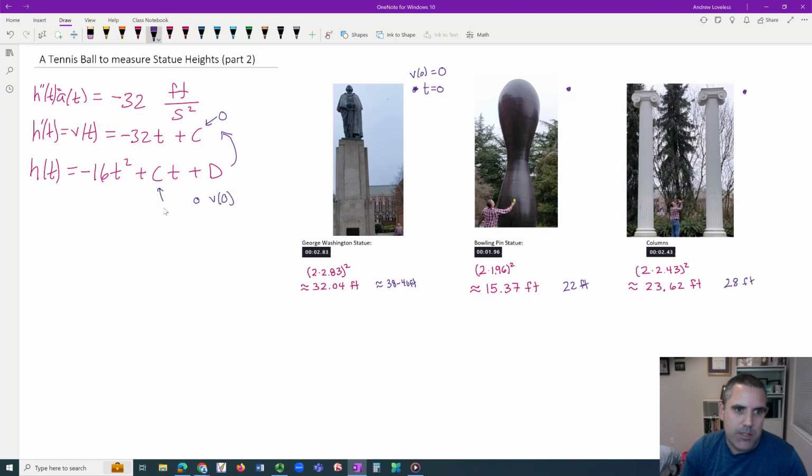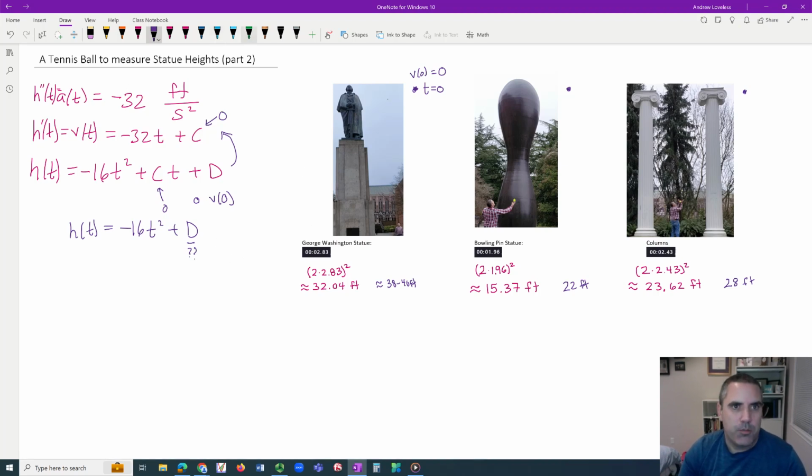Now, a physics student would say this in a different way, but I'm doing this from a perspective of we don't know any physics. We just know a little bit about calculus, and I'm trying to introduce these calculus ideas, so bear with me, those physics people. d is your starting height, which is the thing we're trying to figure out. But what do we know?